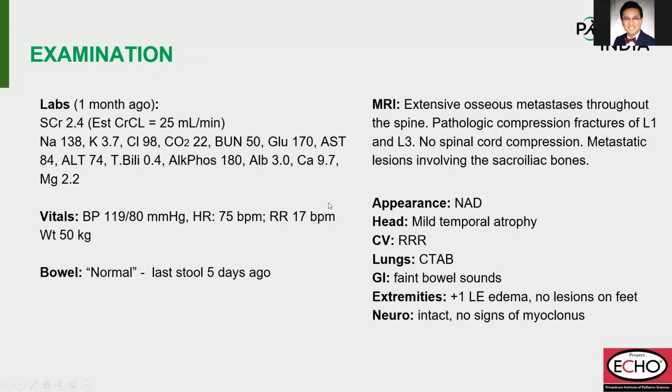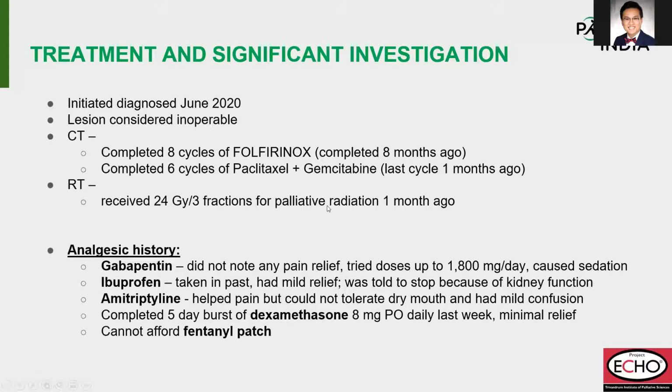We don't need to go too much into the details since we went over it last time, but some of the analgesic history that the patient had was gabapentin, ibuprofen, gabapentin. He didn't note much pain relief from this, and they've gone as high as doses of 1,800 milligrams per day, and it really just caused sedation. The patient has taken ibuprofen in the past and had mild relief, but was told to stop because of his kidney function. Amitriptyline they tried in the past, but the patient could not tolerate the side effects of dry mouth and had some mild confusion. They already did a 5-day burst of dexamethasone with minimal relief, and the patient could not afford a fentanyl patch.